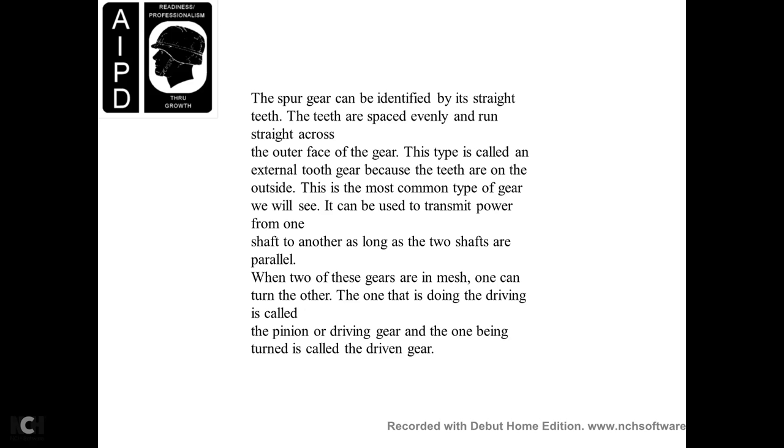This type is called the external tooth gear, with the teeth on the outside, the most common type of gear. You'll see that it can be used to transmit power from one shaft to another as long as the two shafts are parallel and the two gears are meshed. When one turns the other, the one doing the driving is called the pinion or the driving gear. The one being turned is called the driven gear.